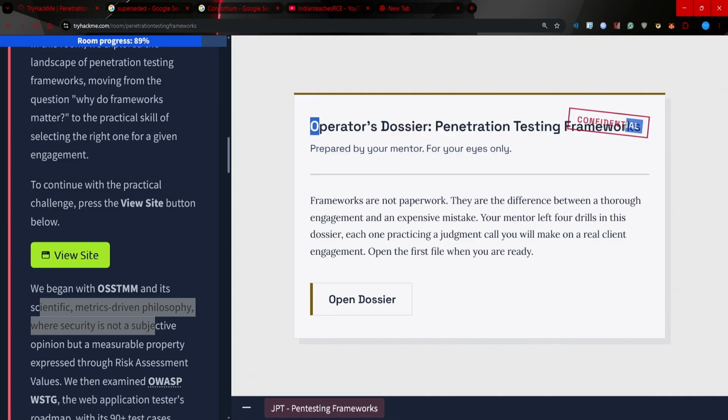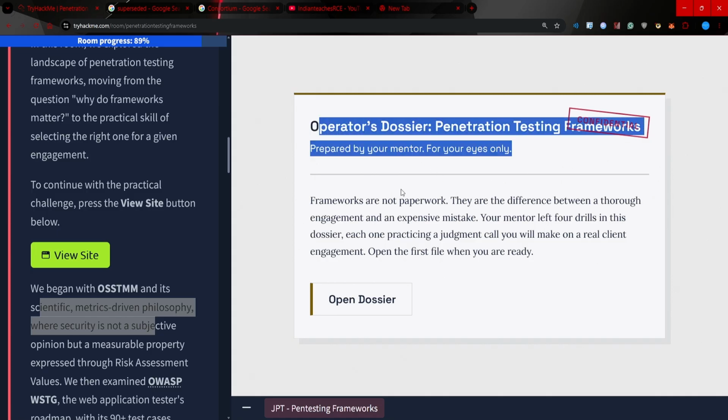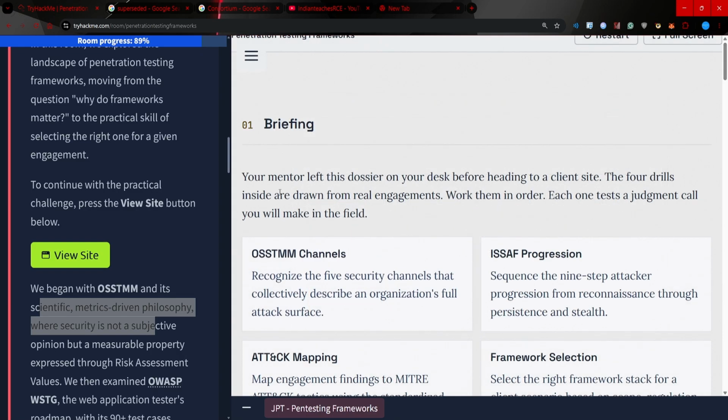Operator dossier: penetration testing frameworks. Prepared by your mentor for your eyes only. Frameworks are not paperwork, they are the difference between a thorough engagement and an expensive mistake. Your mentor left 4 drills in this dossier, each one practicing a judgment call you will make on a real client engagement. Work them in order.